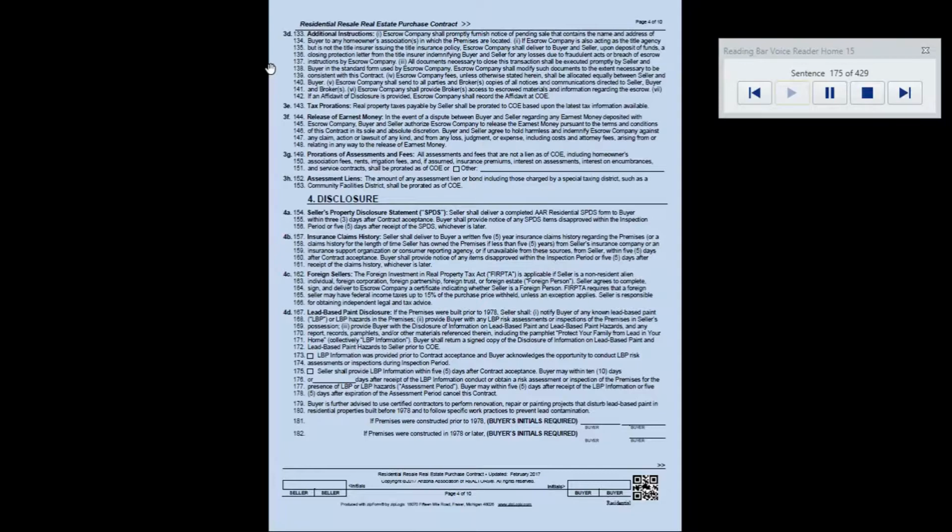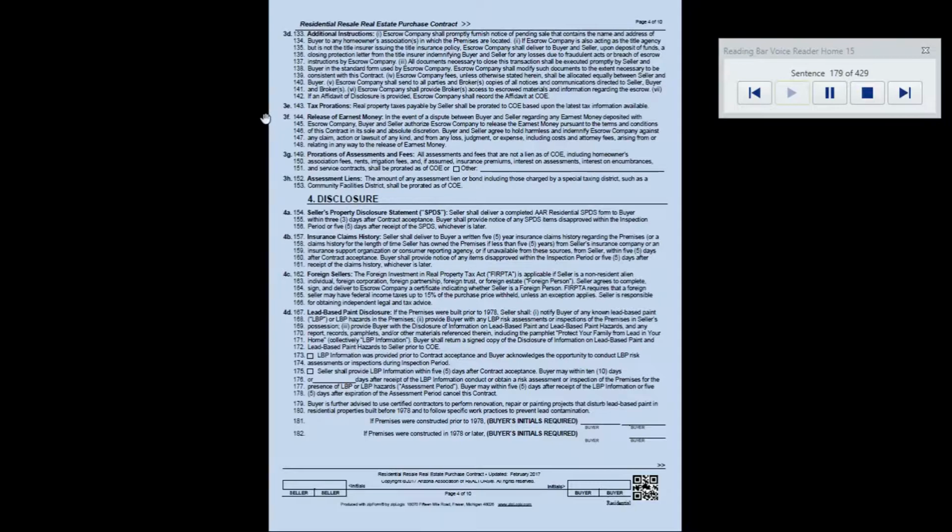6. Escrow company shall provide broker or brokers access to escrowed materials and information regarding the escrow. 7. If an affidavit of disclosure is provided, escrow company shall record the affidavit at COE. 3e. Tax prorations. Real property taxes payable by the seller shall be prorated to COE based upon the latest tax information available.